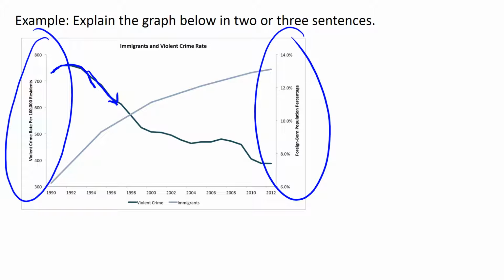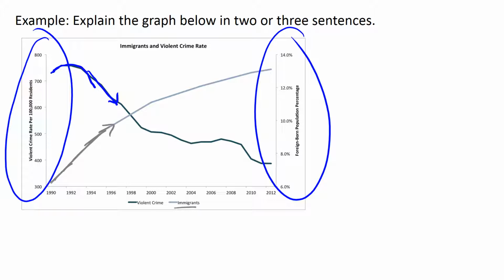And the second line, which is the gray one, which starts low and goes up since the 1990s, is the foreign-born population percentage. So basically the number or the percentage of Americans that are immigrants. So I won't write it out, but basically what we're seeing is that since the 1990s, violent crime has dropped pretty significantly, going from 750 violent crimes per 100,000 people down to about 350 or so. So that's a really significant drop.